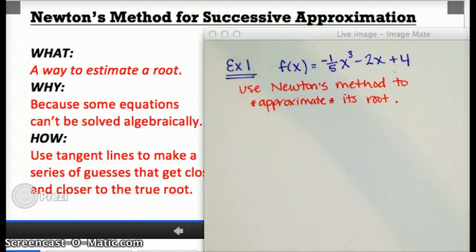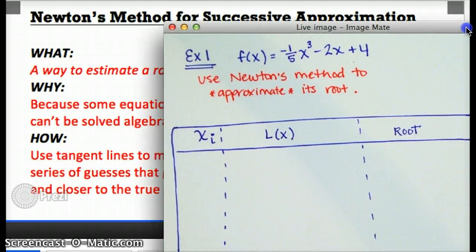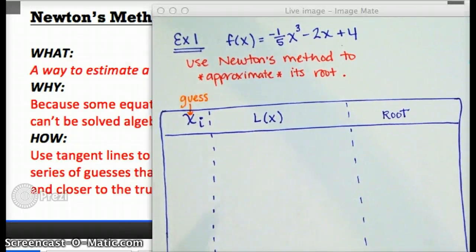Because this process is going to involve a series of steps that we repeat over and over again for new x values, start by setting up your work in a table format. Your table could look something like this. In the first column, we're going to guess what we think the root might be. And this little i just means that we're going to guess multiple times.